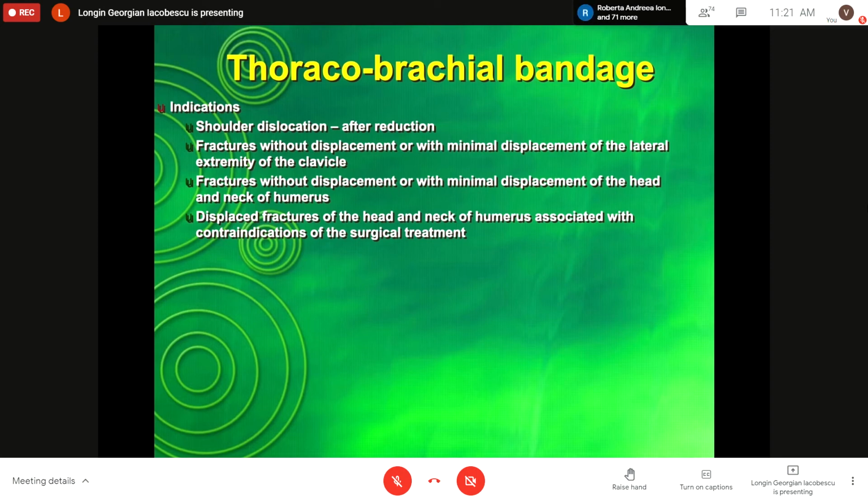Another indication is displaced fractures of the head and neck of the humerus associated with contraindications of surgical treatment. For instance, if you have a patient with lots of comorbidities and the surgical treatment represents a high risk, unfortunately you have to apply this type of orthopedic treatment represented by a Dessau bandage.